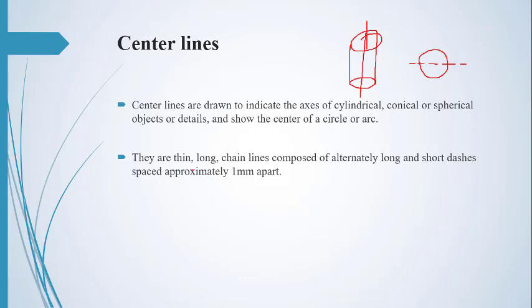They are thin, long chain lines composed of alternately long and short dashes spaced approximately 1 millimeter apart. This says that one is long, the other is short, the other is long, the other is short, and the space in between them must be 1 millimeter.